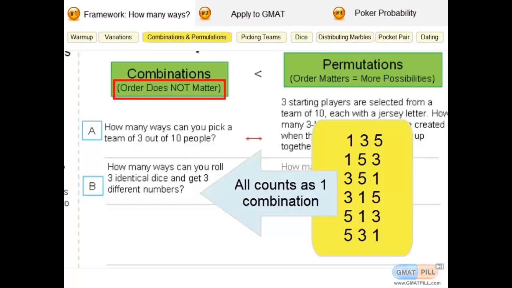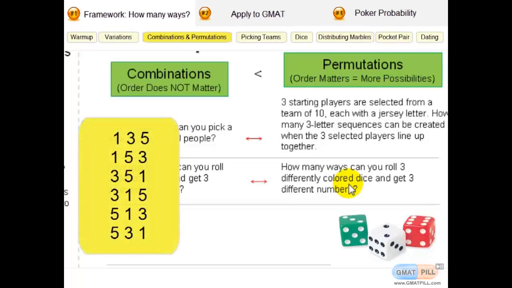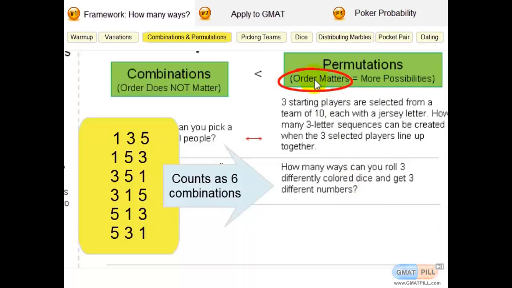And then when order matters, that's when how many ways can you roll 3 differently colored dice and get 3 different numbers, right? Notice I changed identical to colored, and that's basically showing that each dice is distinct. So if you have like a yellow dice and then a blue one and then a green one, those are distinctly different. So if one of them is a 1, the other one is a 5, the other one is a 3, well, if you move them around, the different colored dice can show different numbers, and so that way you're going to get more possibilities, and when you have more possibilities, that's when order matters. So this is another example.